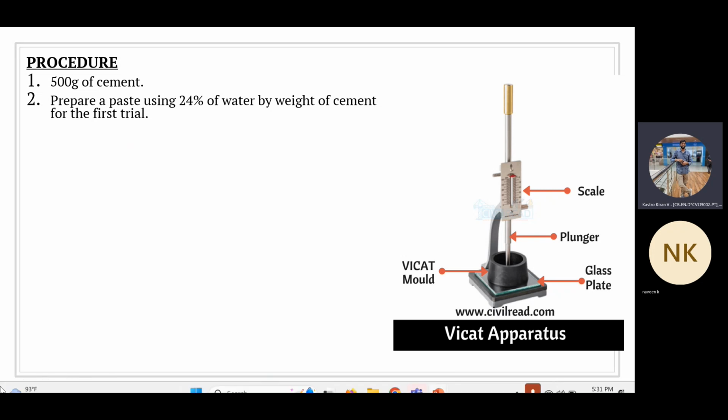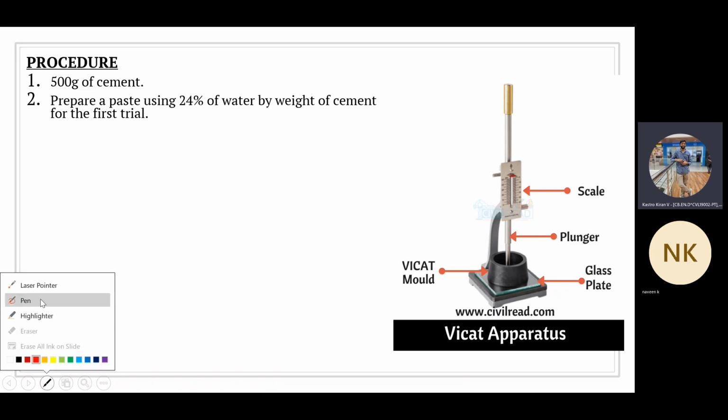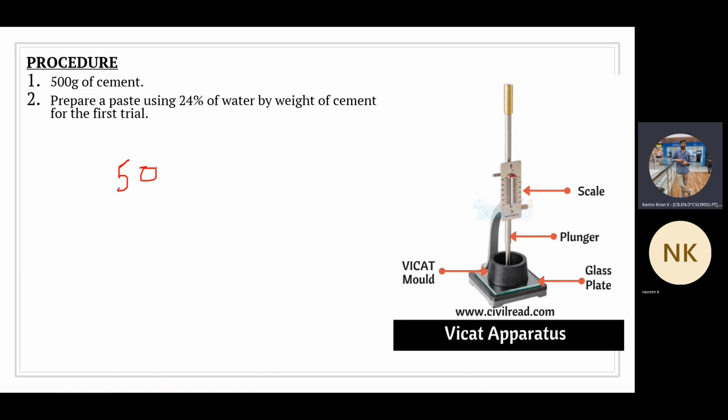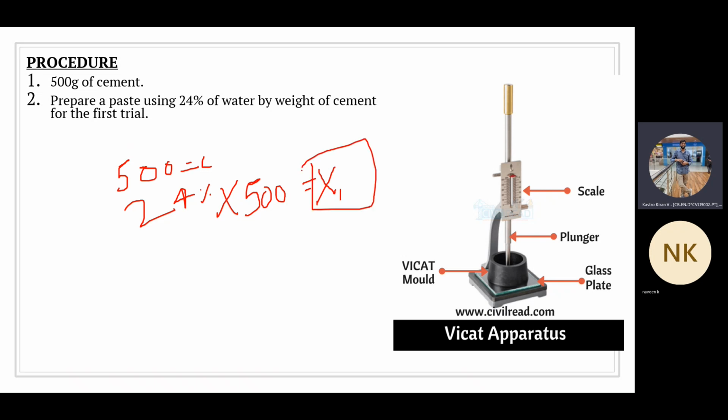content. So here, what is the cement content? Let me write this. The cement content is 500 grams. And the water content that you're going to take is 24% of 500 grams, 24% times 500, whatever value you are getting. Let's say the value is called x1. I'm just making the value x1. So this x1 is your water content.